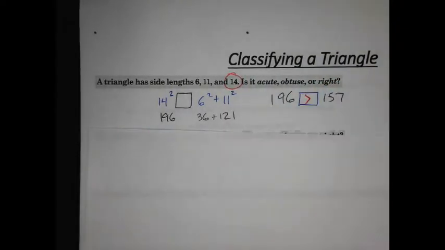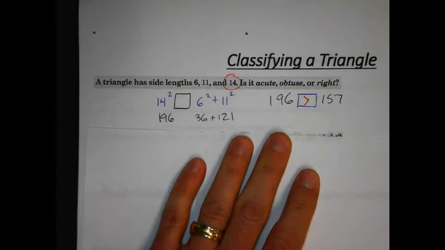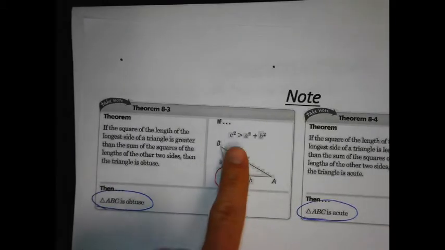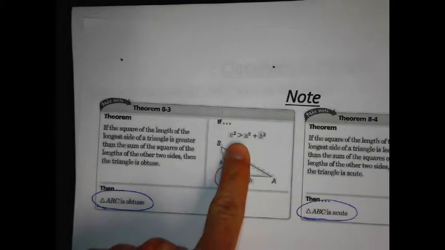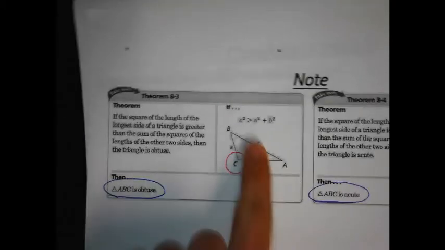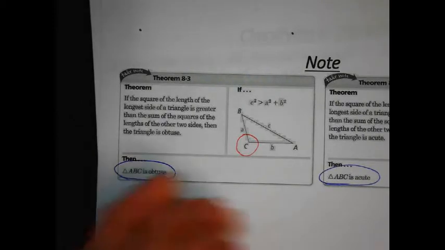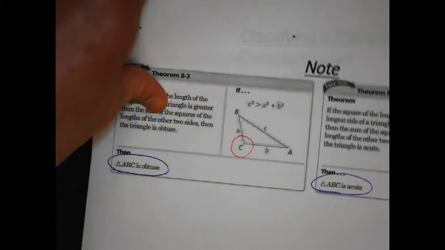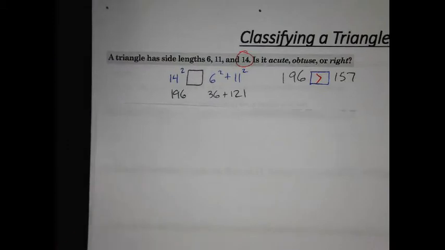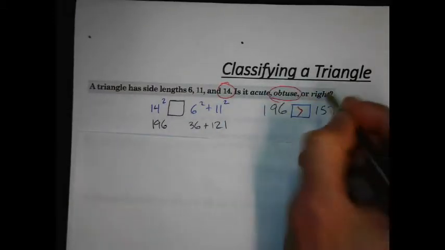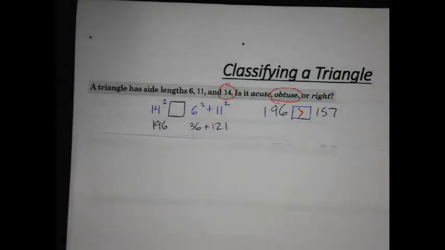That means the square of the largest side is bigger than the sum of the squares of the other two sides. And which triangle is that? The square of the longest side is bigger than: obtuse. Right? Isn't that a neat way to remember that? Bigger than, obtuse. So in this case, we are going to have an obtuse triangle. Isn't that cool? Yeah, good job.